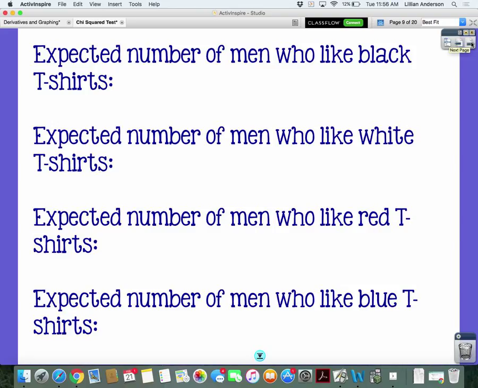The expected number of men who like black t-shirts. Now, you guys can see this pretty easily because the table's right there in front of you. I'm going to have to flip back and forth. How many men were there out of all the people that they interviewed? 150. So that was 150 out of how many? 300. Now, how many people in total liked black shirts? 83. 83 out of how many people? 300. You're going to multiply these two probabilities together.